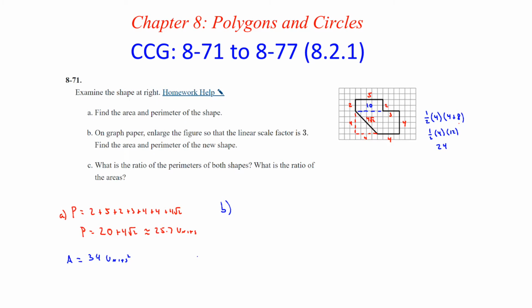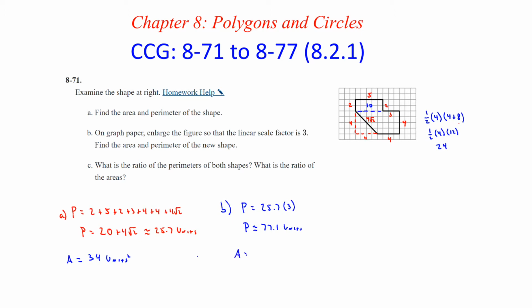I'm going to go ahead and go straight to the perimeter and the area. The perimeter, as we might remember, since the linear scale factor is 3, we just take 3 times the former perimeter, which was approximately 25.7. So if we multiply that by 3, our new perimeter will be approximately 77.1 units.